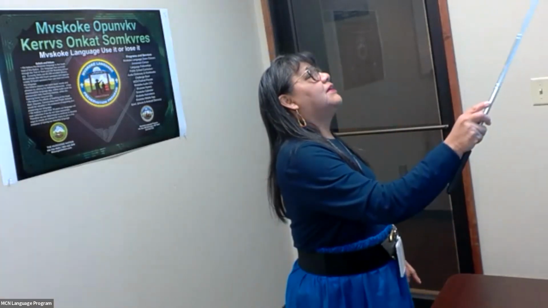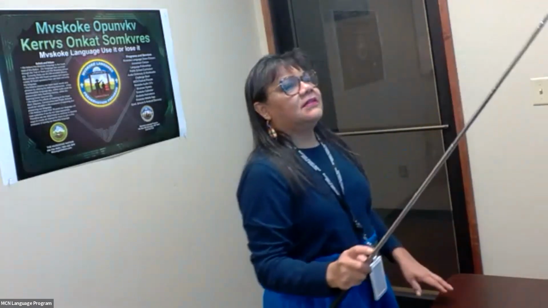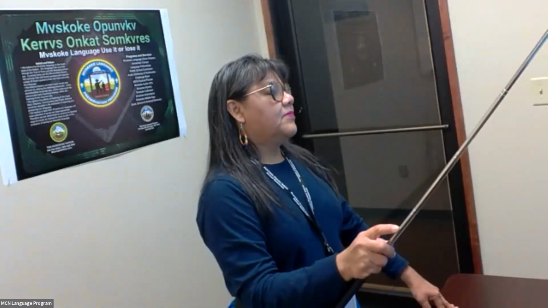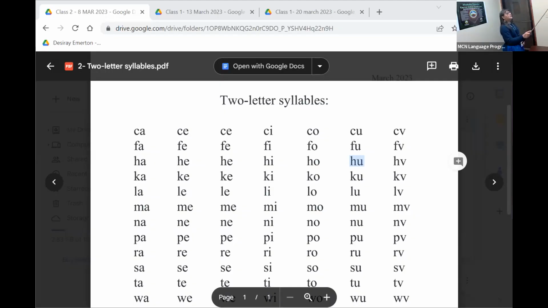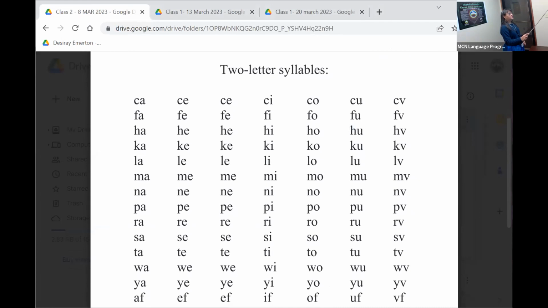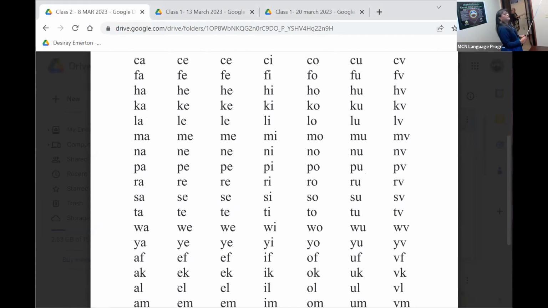Before she gets in here, let's go over a couple of things. I know this seems like a lot of repetition, but that's how we're going to learn. Let me see if I can share the screen. There we go. Let's do some two-letter syllables while we're waiting on Mvskoke. Oh, there she is. Let me do the two-letter syllables and then three-letter syllables, and then we'll have Mvskoke talk. You guys put your mics on mute and then repeat after me.